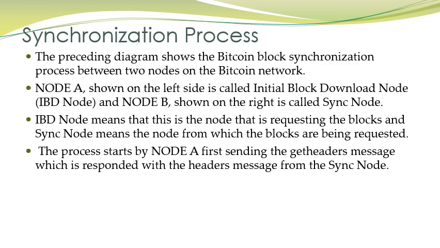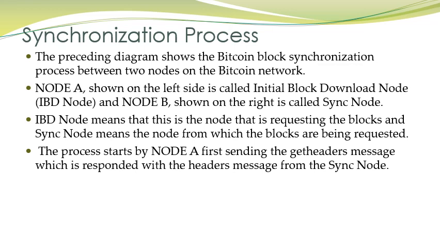In this synchronization process, which we studied in the previous slide, the previous slide shows how the Bitcoin block synchronization takes place between two nodes on the Bitcoin network. In the previous figure, node A is called the initial block download node. Try to understand this concept. The IBD node is the node that has newly joined the network, and it doesn't have a copy of the ledger, a copy of the blockchain.